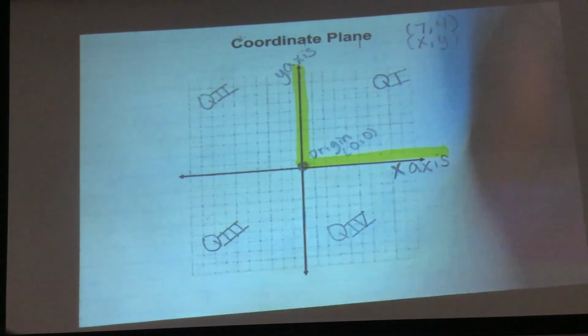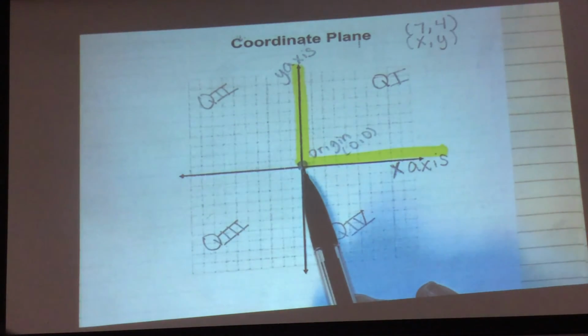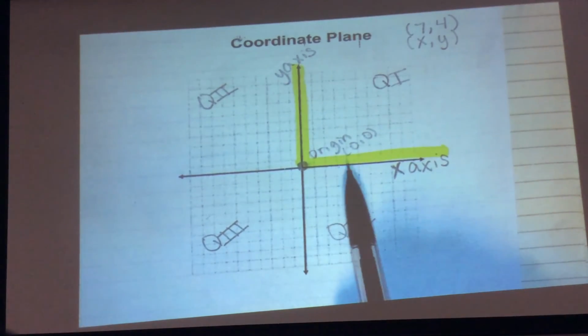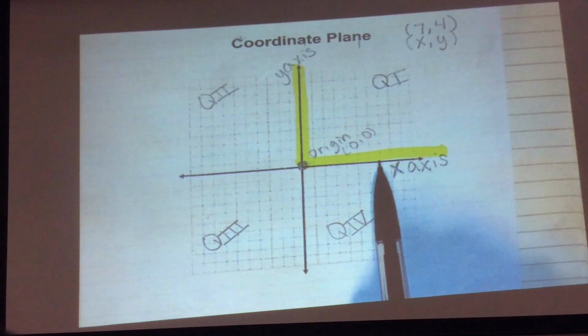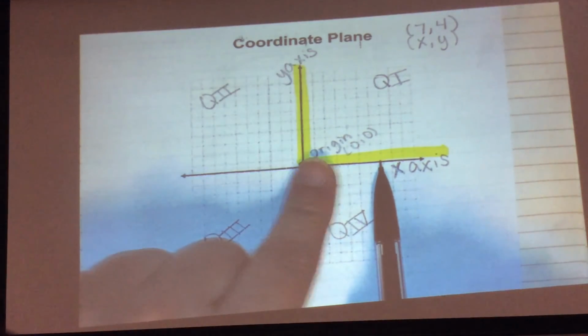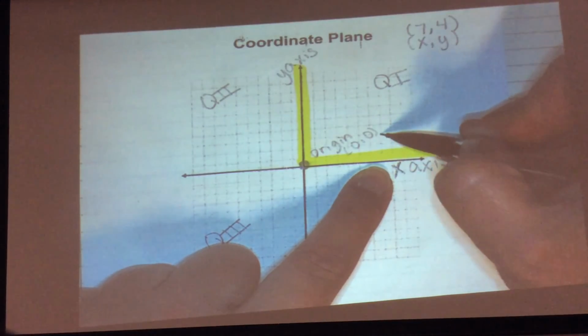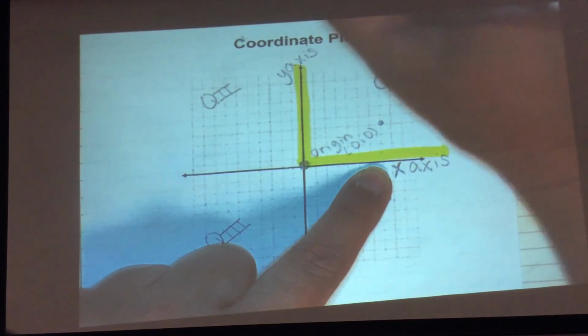So I'm gonna label that. So on my x, how many am I going over? 7. Okay. So start at my origin. 1, 2, 3, 4, 5, 6, 7. Okay. Am I plotting it right there? No, because my y is 4, right? So now I need to go up my y. How many places? 4. 1, 2, 3, 4. That is your spot.